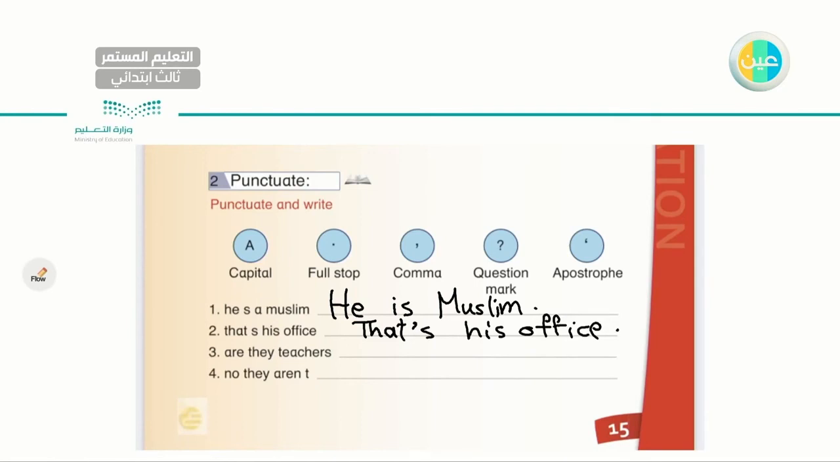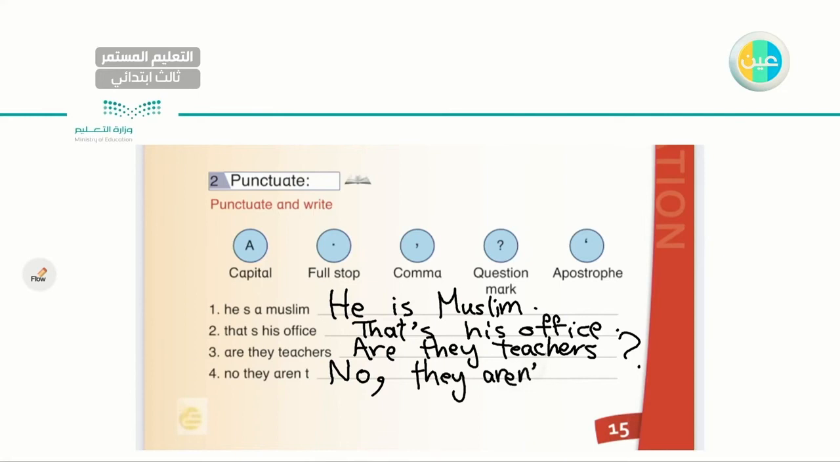Are they teachers? Capital A. Are they teachers? So now what do you think? Shall I put a full stop or a question mark? Because it's a question, I'll be using a question mark. No, they aren't. Okay, I will start with a capital N. They aren't. So in this sentence, I have a capital, a comma, apostrophe, and a full stop.